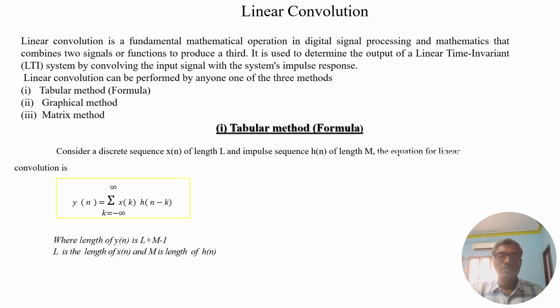In the first method, the linear convolution of the sequences can be computed by using the formula y of n equal to summation k equal to minus infinity to plus infinity x of k h of n minus k, where y of n is the output of the system, x of k is the input, and h of n minus k is the shifted version of the impulse response. The length of the output depends on the length of the input sequence and the length of the impulse response sequence. The length of the output sequence y of n equals L plus M minus 1, where L is the length of the input sequence and M is the length of the impulse response.